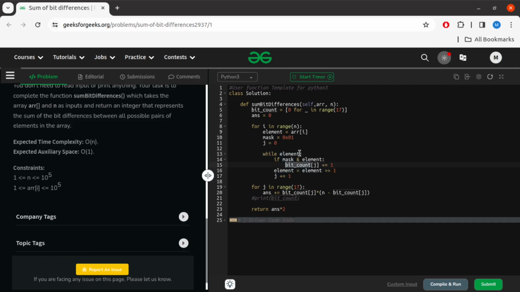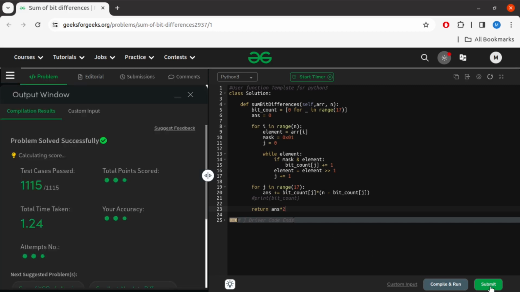All right, so once we have the bit count with us for all the elements, for each of the bits we are going to check how many times it was set to 1 and how many times it was set to 0, and we multiply these two numbers and store that into our answer. Towards the end we return twice our answer. So that's about the code, folks. Now let us submit our solution. So our solution got accepted.